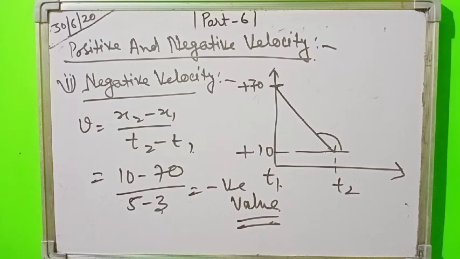If the final position and initial position are the same, then x2 minus x1 is equal to 0, and in that case the velocity is 0. In that case we say that the body had no velocity. So this is about positive and negative velocity.